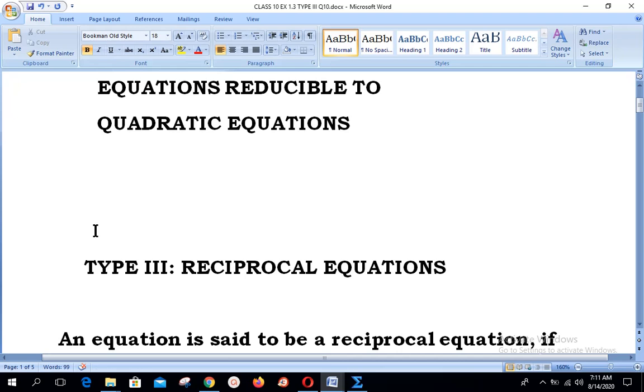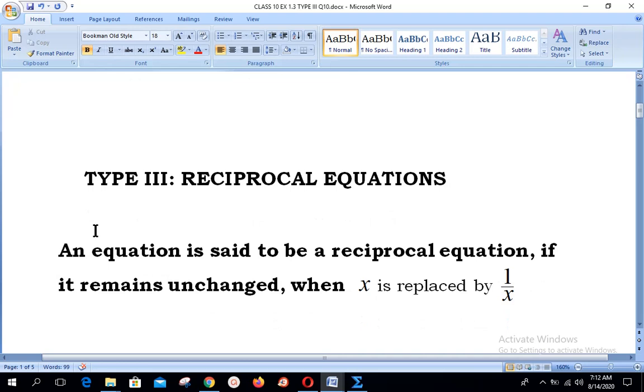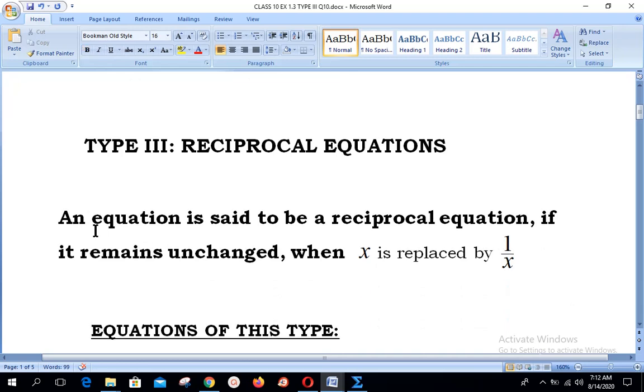Definition says that an equation is said to be a reciprocal equation if it remains unchanged when x is replaced by 1 over x. Viewers, you are well aware that x and 1 over x are reciprocals of each other. Moreover, x and 1 over x are also the multiplicative inverses of each other. We next see what will be the shape of this type 3.